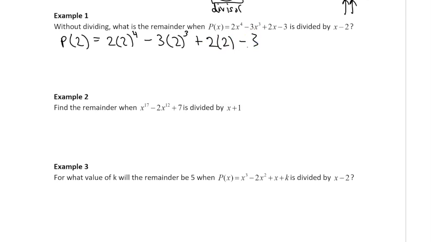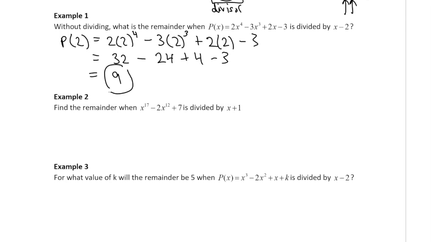And if we do something like that, then pretty quickly we could say, okay, 2 to the power 4 is 16 times 2, 32, minus 24 plus 4 minus 3. So we would get 8, 12, 12 minus 3 is 9. Okay, so as crazy as this is, you can now just say your remainder for this equation, if you were to simplify everything, would be 9.